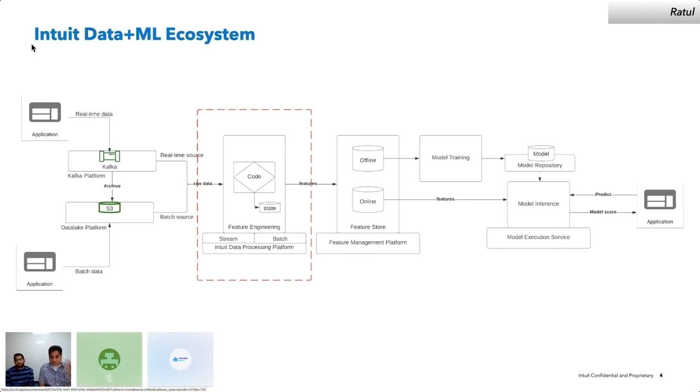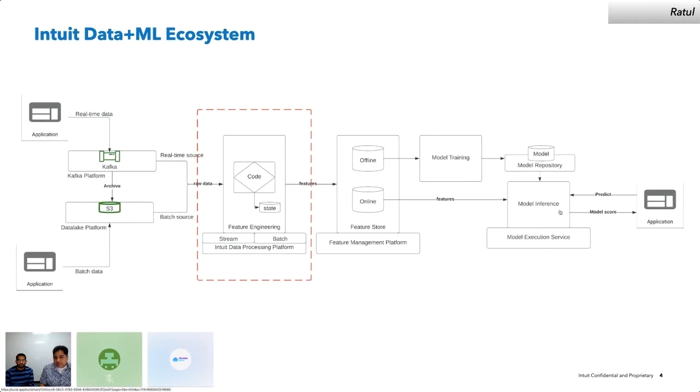Which is reading the stream data and the batch data, converting it to features, calculating the features. And then in the third phase, we store the features into the feature store. So we have an offline feature store. If you see the top line, the offline feature store is used for model training, and then the model gets stored into the model repository. And the online store is used for model inference.